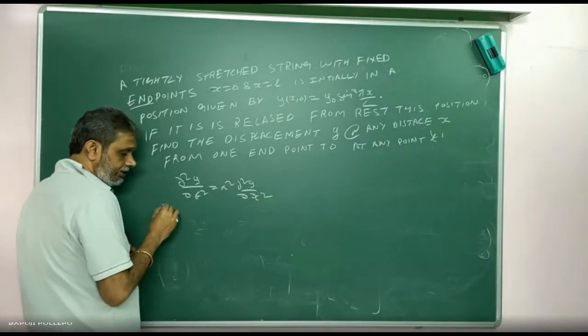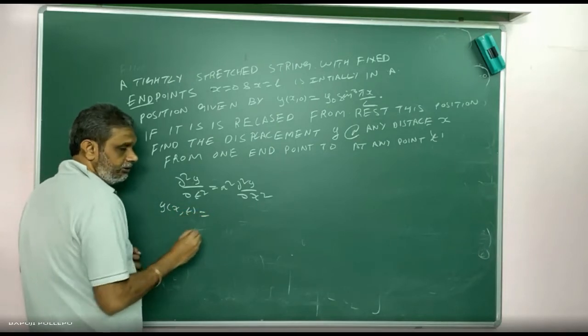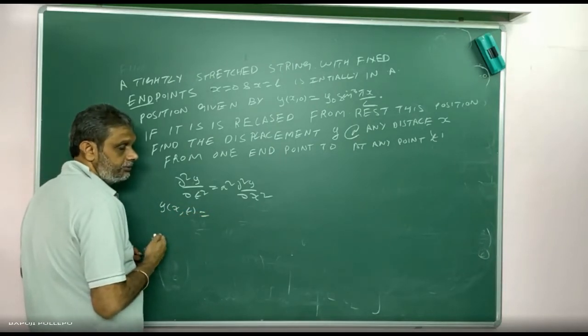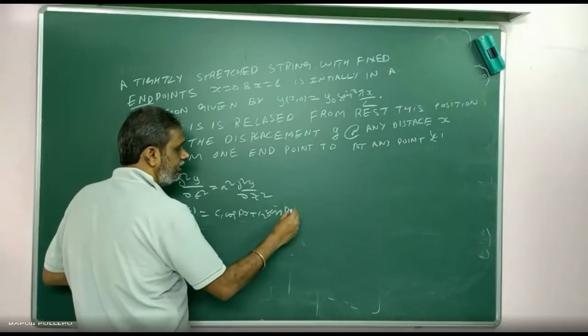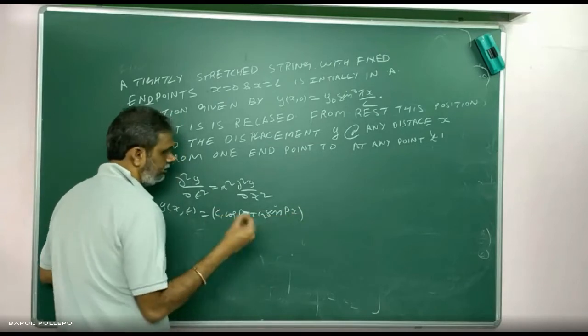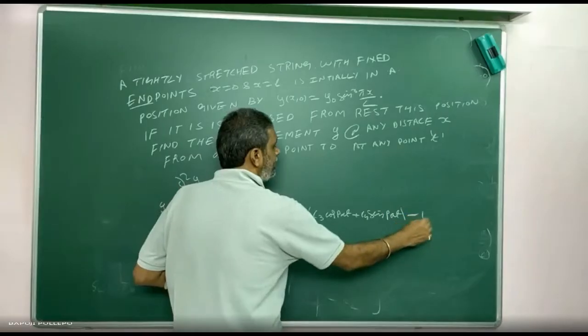Immediately what will you write? The correct solution. The general solution is what? y of x comma t is equal to what? c1 cos px plus c2 sin px. You can write cos and sin in alphabetical order, like this; it won't change the problem. But even if you write C1, C2 the other way, only the values change. Then c3 cos pat plus c4 sin pat. This you can take as equation 1.